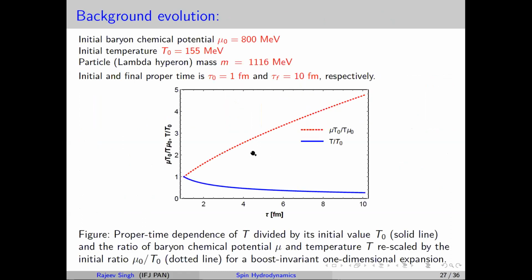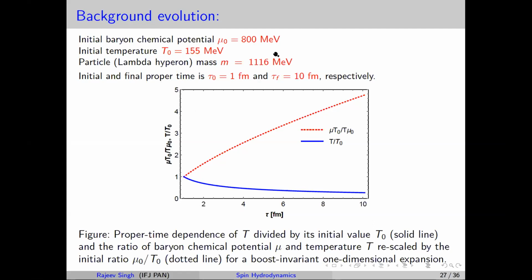So this is the plot for the baryon chemical potential and temperature. This is the plot for the baryon chemical potential with temperature, and this is the temperature. So you can see that we have reproduced the well-established result that temperature should decrease with proper time, and this ratio should increase with proper time. And these are the initial conditions.